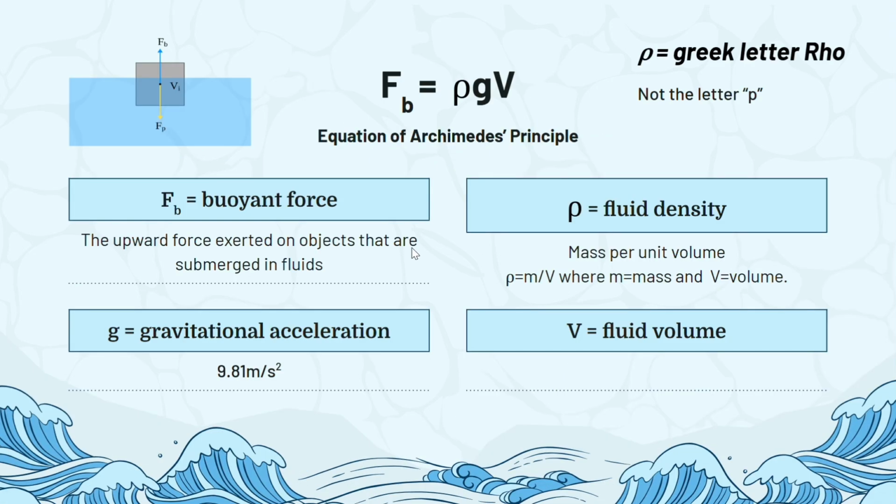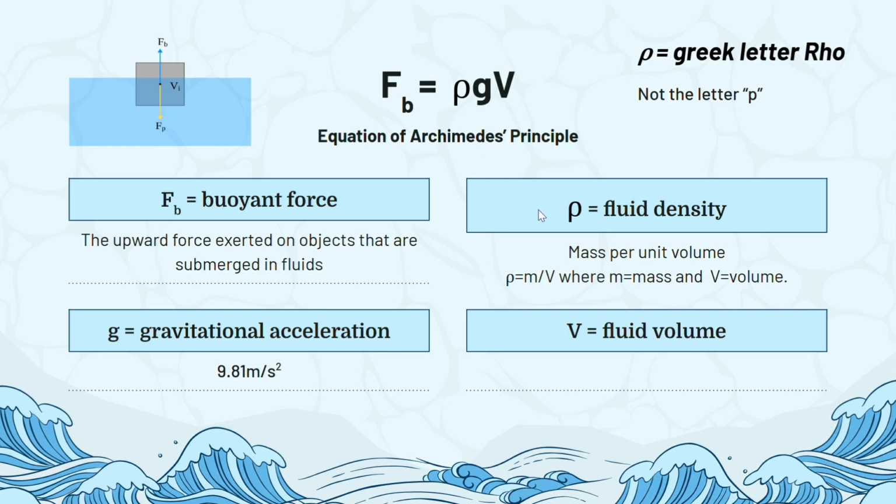So this is the equation of Archimedes' Principle. It's buoyant force equals rho times g times v. Buoyant force is the upwards force exerted on objects that are in a fluid. So it's this blue arrow right here.